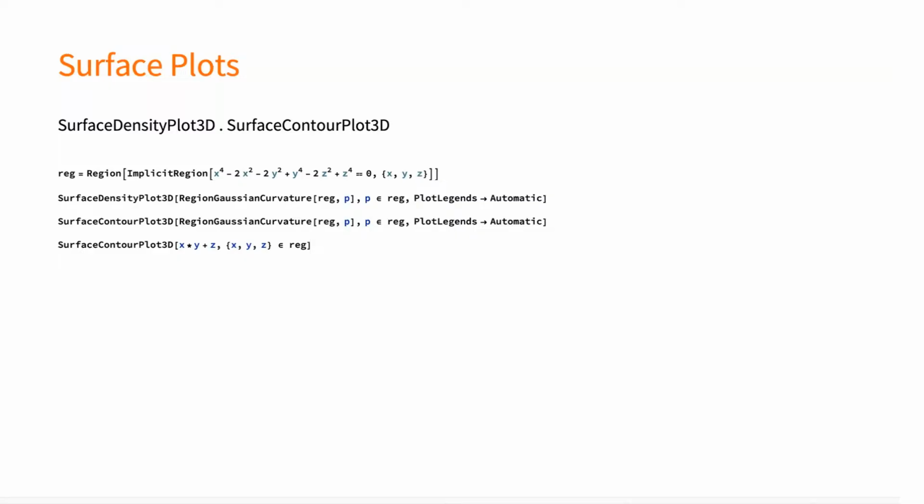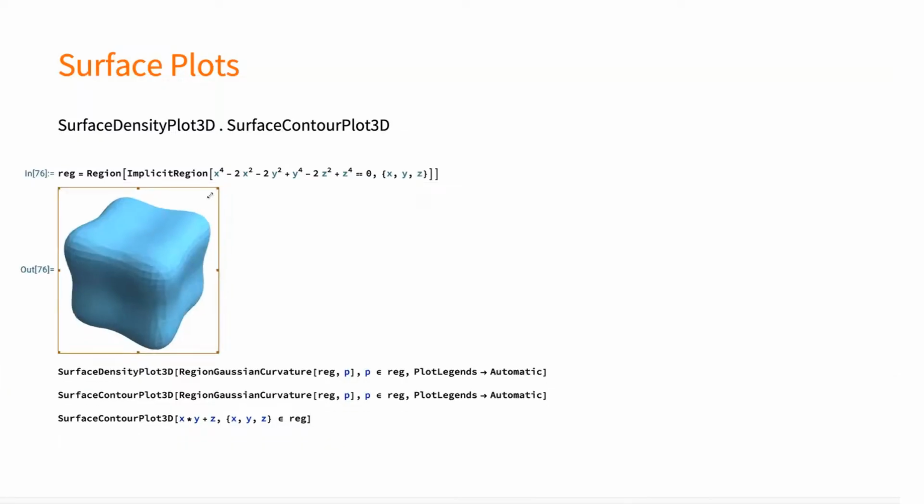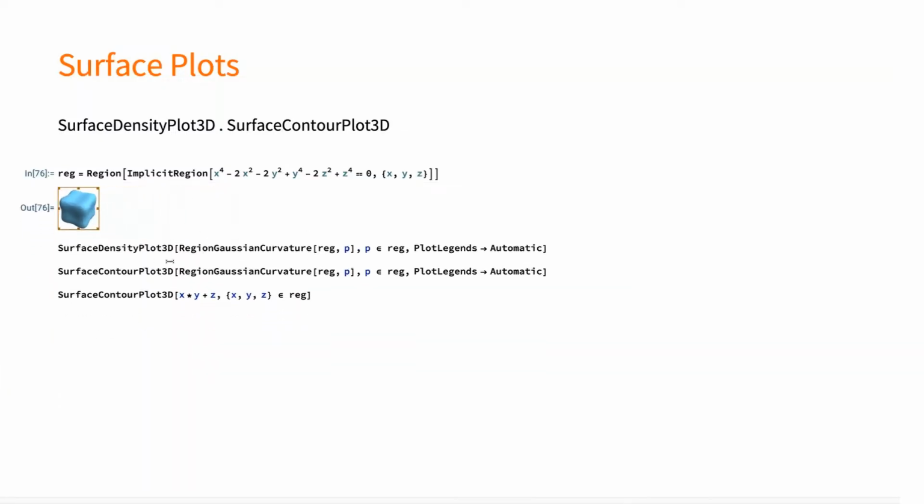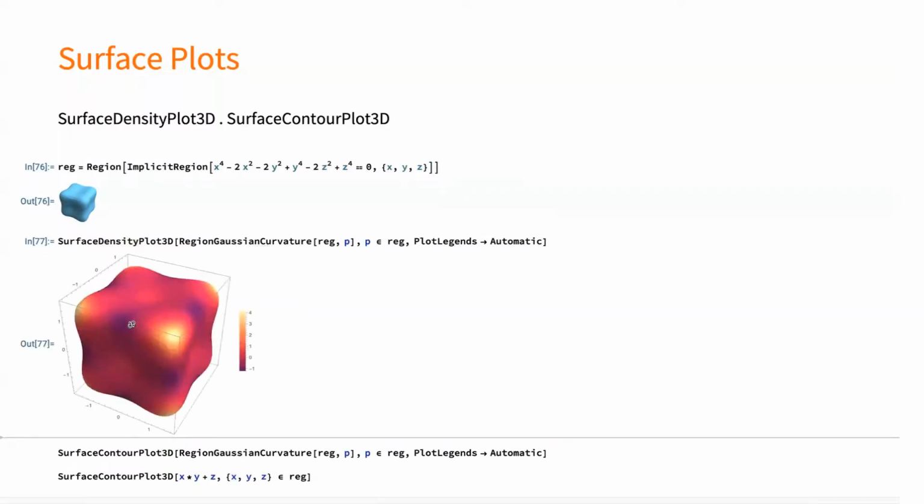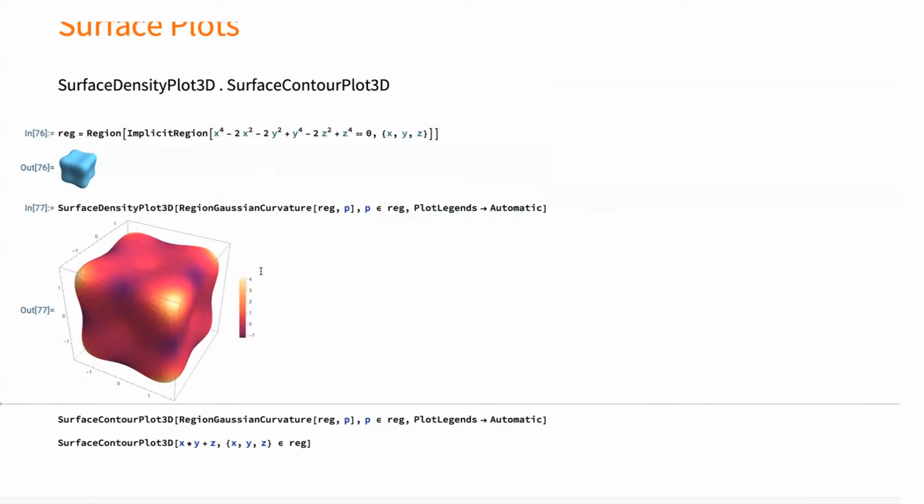Now it can be hard to visualize how the curvature varies across the surface of a region. For this reason, and to help visualize any arbitrary function across the surface, we've added 2 new functions here, SurfaceDensityPlot3D and SurfaceContourPlot3D. To show how these work, I'll once again create our surface here. And then I'll go ahead and plot the Gaussian curvature across that surface using SurfaceDensityPlot3D. This gives us a nice gradient from positive to negative values here of our Gaussian curvature.